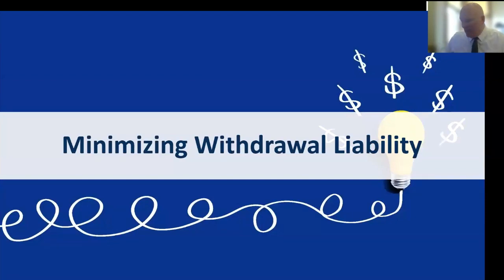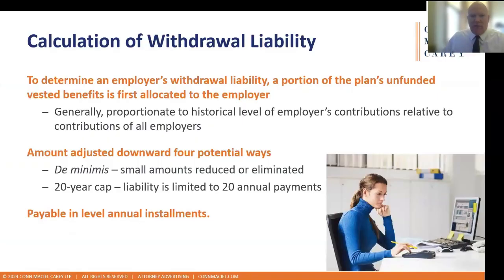Let's go on to minimizing withdrawal liability. What are some things you can do here to minimize it? Like I said, you calculate the withdrawal liability by first allocating a portion of the unfunded vested benefits. So the vested benefits are the amount that's promised in the future, and it's sky high, and they're going to owe X dollars to these participants. And the amount of money they have is below that. They've got a lot less money. Well, that delta, the difference, is the unfunded portion of the vested benefits.